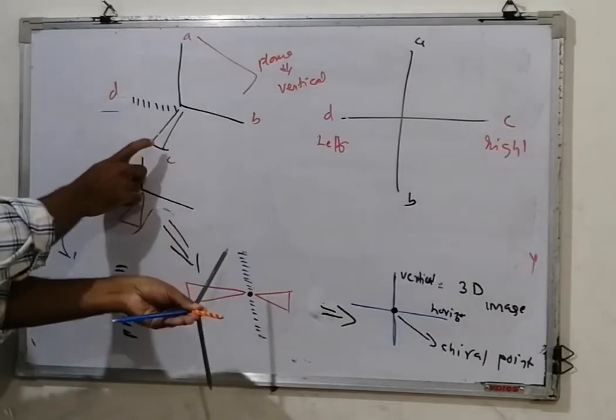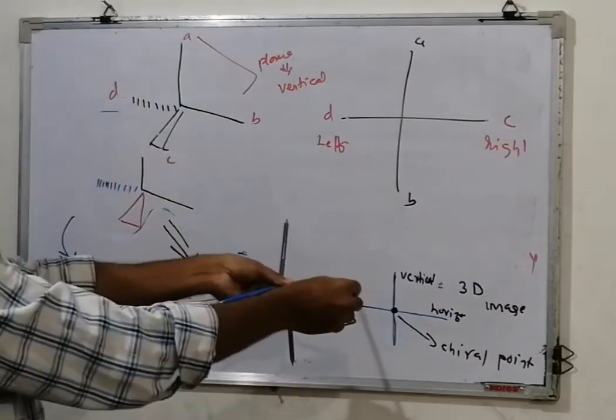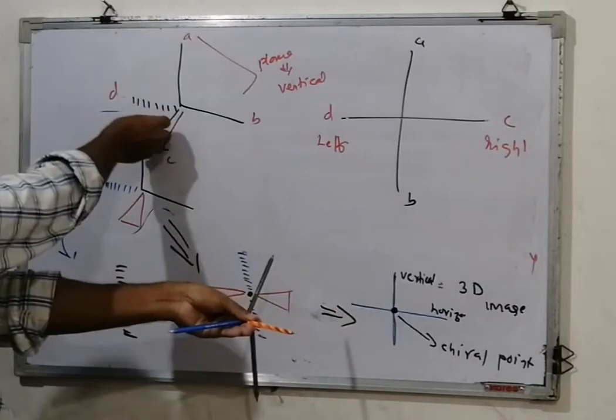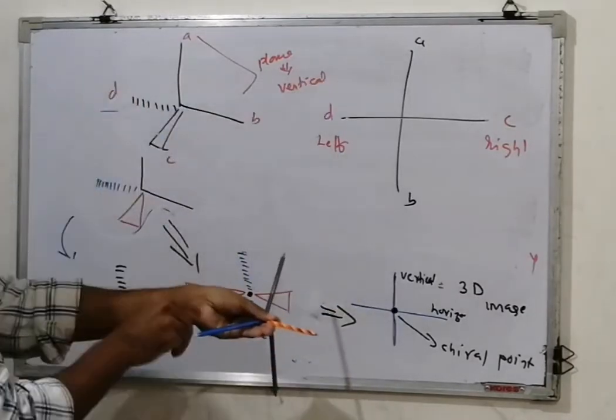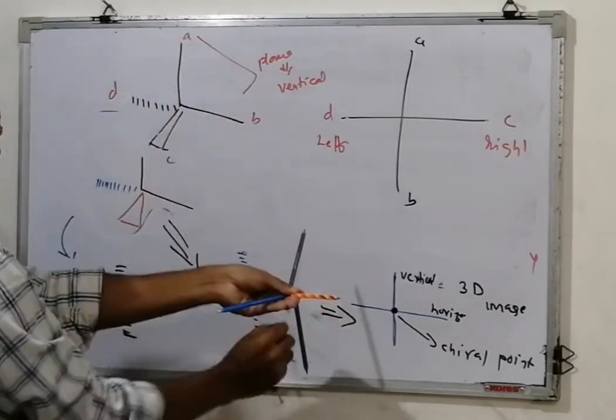This C become right. D become here, these two are away from the observer.